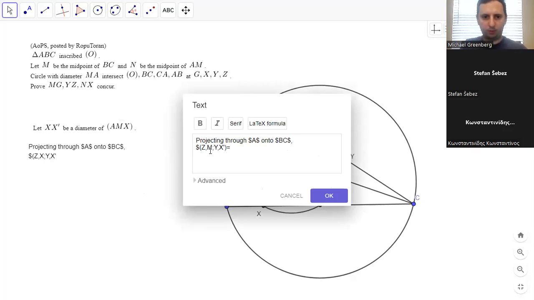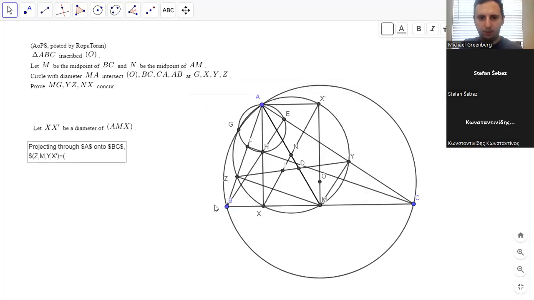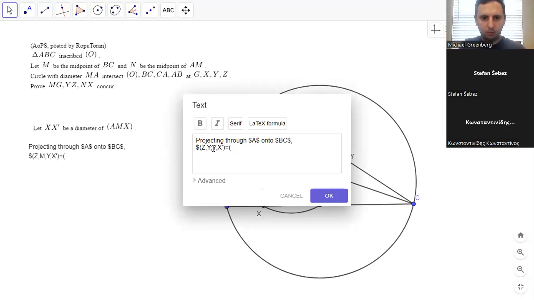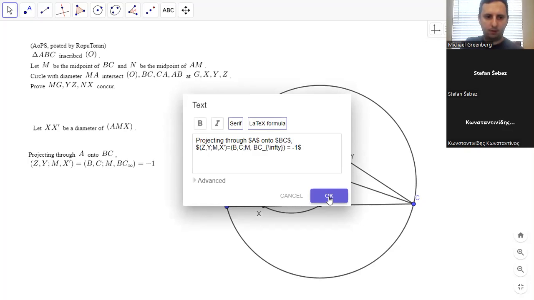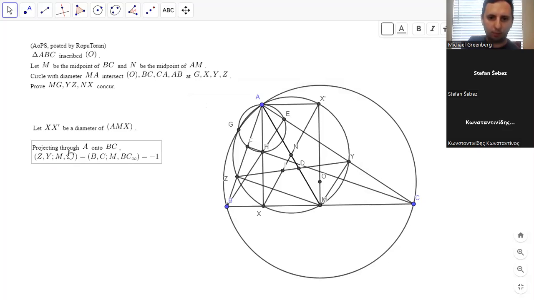That's going to be equal to B... I'll say Z Y. Let me write it like that. Z Y M X prime. All right. And that will be B, C, M, and then the point at infinity. And that is -1. So that means that, well, yeah, I'll just leave it at that. And then basically we could project these four points, Z Y M X prime.